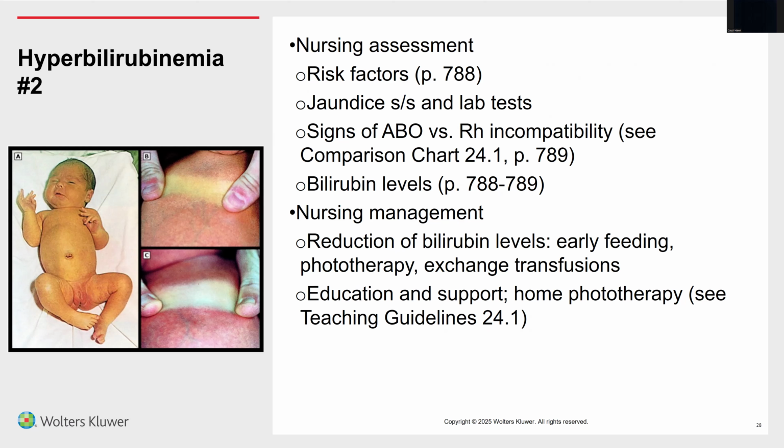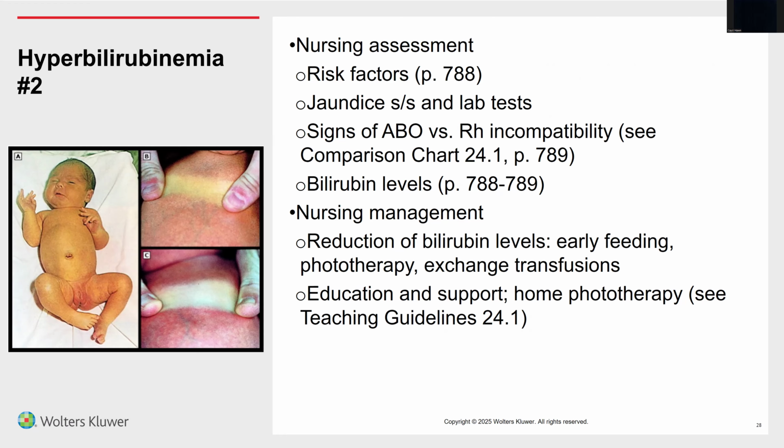So how do we manage it? Well, we need to reduce the bilirubin levels. And so we need to institute early feedings, ensure that the baby is peeing and pooping appropriately, and that the meconium stool is changing from meconium to the milk stool. If the level is high enough, the child may need phototherapy with the neo blue lights or a billy blanket. And if that is not working or the bilirubin level gets high enough, an exchange transfusion may have to be done.